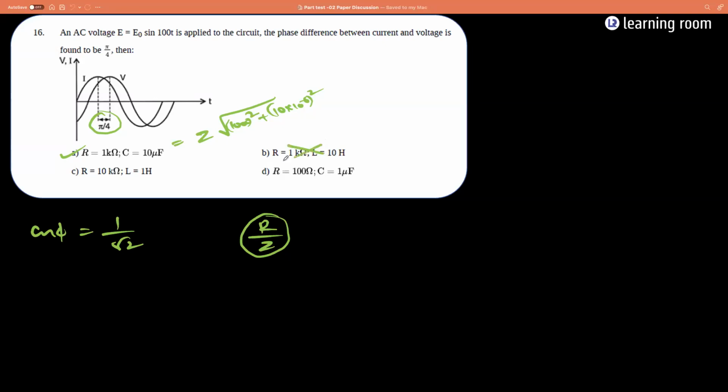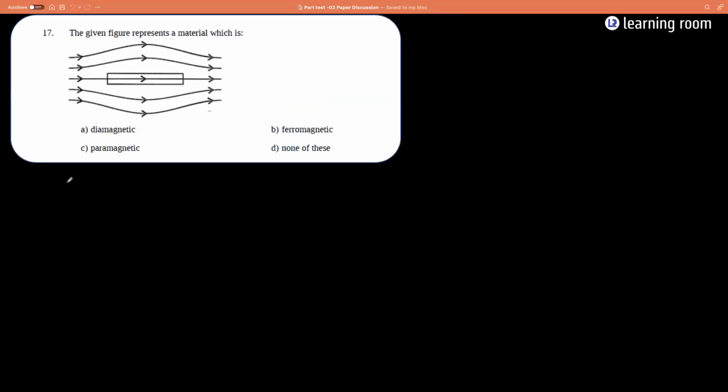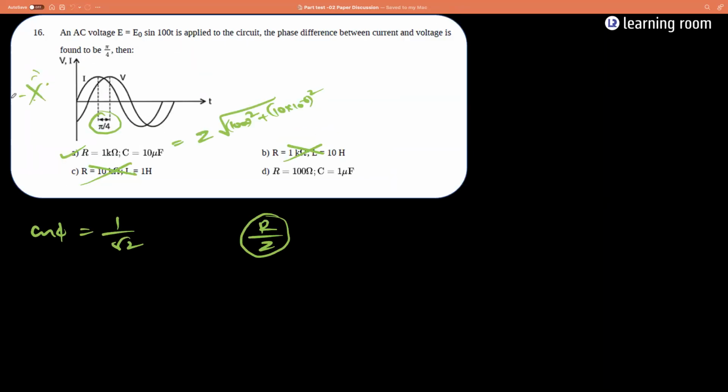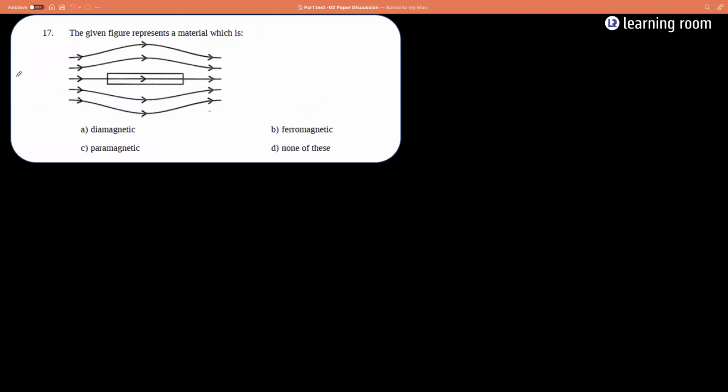So RL can be rejected. You need not even calculate RL, because the voltage is leading the current, and that happens only in an RC circuit. So we can reject RL. If you check options A and D, the answer will come out to be option A. This is a good problem. I want you all to try it again.